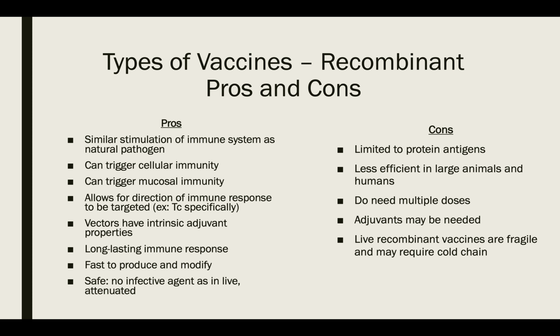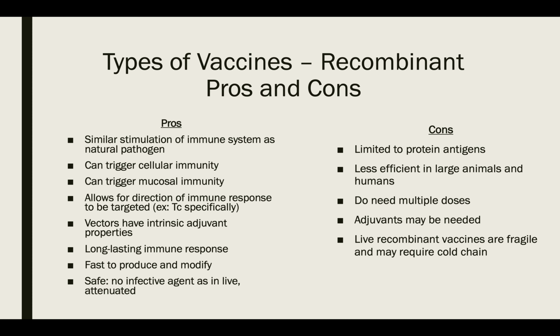The vectors have intrinsic adjuvant properties. Adjuvants are something that stimulate an immune response. And if you're using a viral vector recombinant vaccine, it is already going to stimulate immune response just because it's a virus that's entering the body. So if it's also making that antigen, it's going to stimulate an extra immune response. So you're not going to have to add any more adjuvants. We're going to talk about adjuvants when we talk about additives to vaccines.